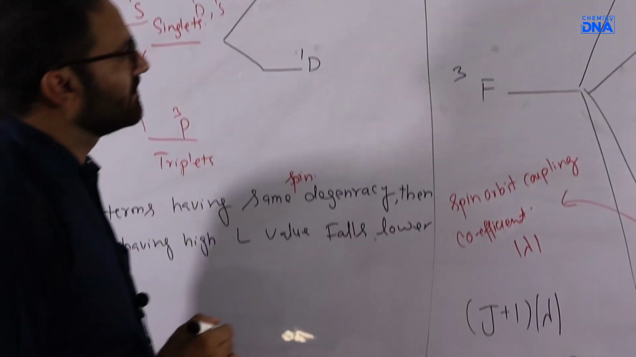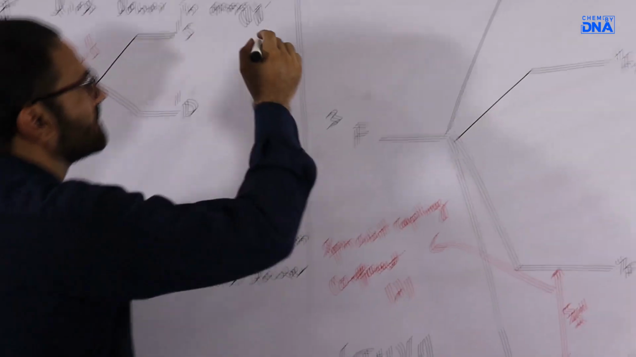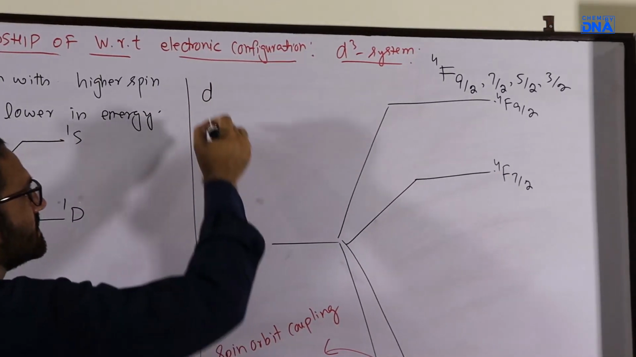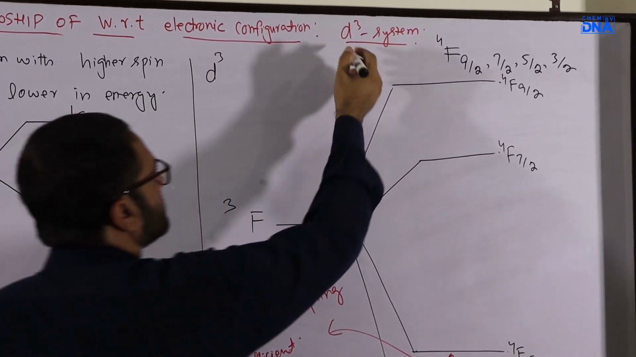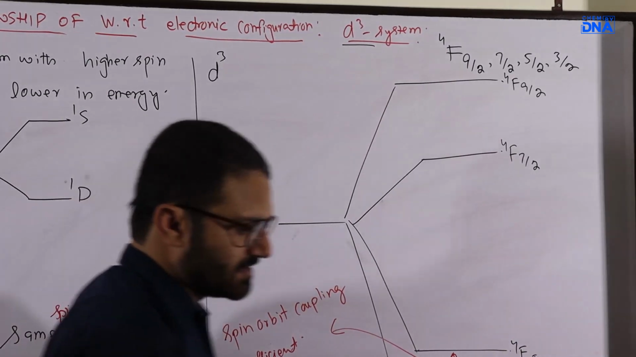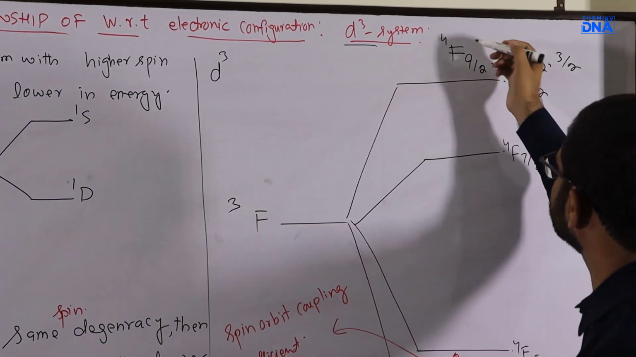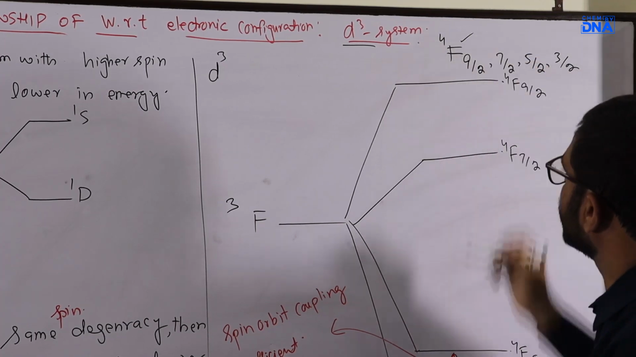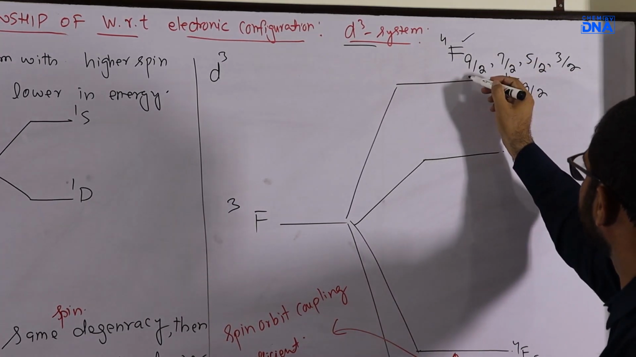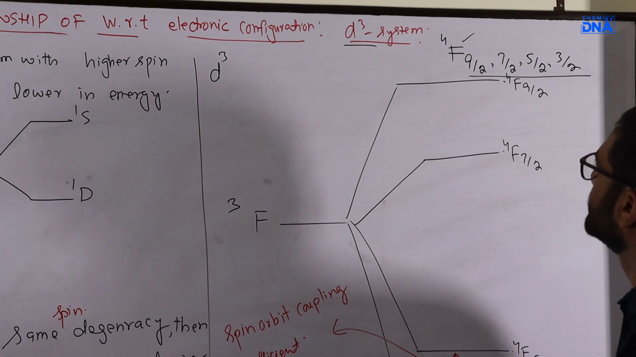Next, we will take an example of the D3 system. Here is the D3 system. In the D3 system, you will get a spectroscopic term which is F quartet and having 4 J values.